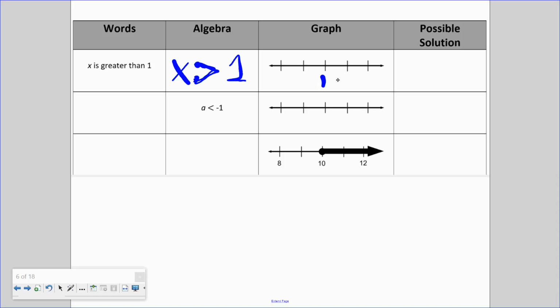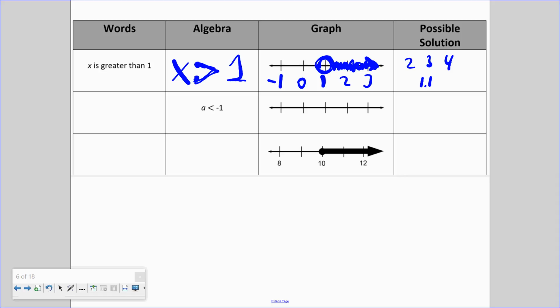Let's graph it. 1, 2, 3, 0, -1. So there have to be more possible solutions. It has to be more than 1, like 2, 3, and 4. Would it be an open dot or closed dot? Open dot, because these numbers are more than 1. So 2, 3, 4. What about 110? Is that possible? Yes, it is.